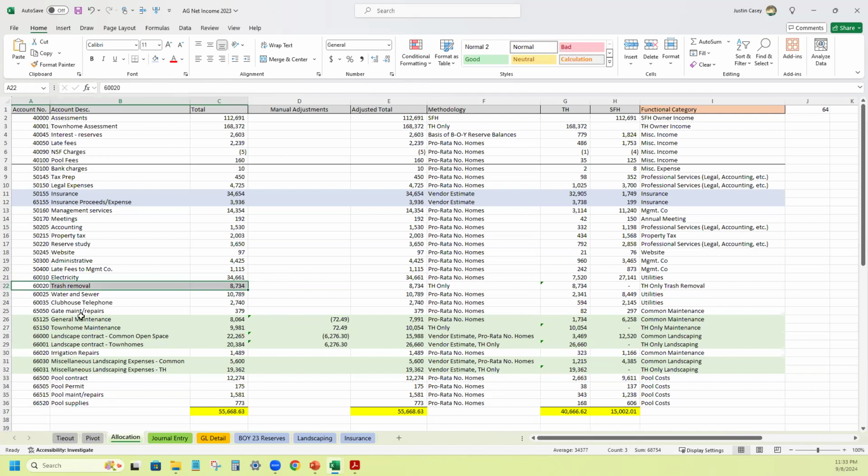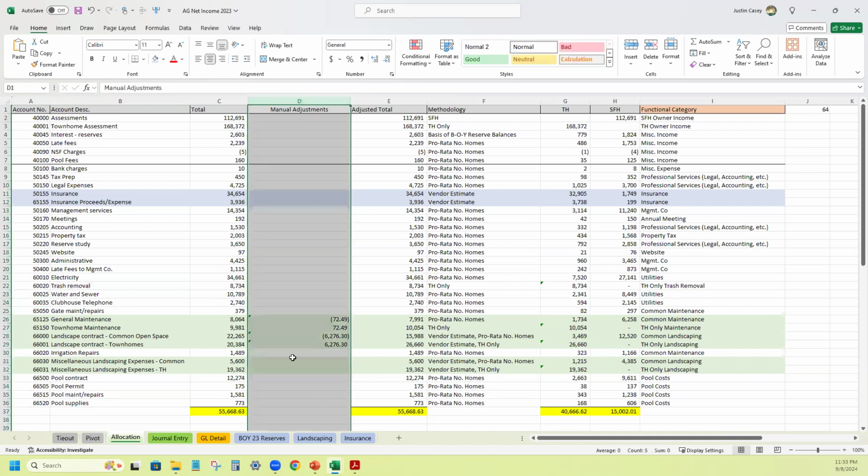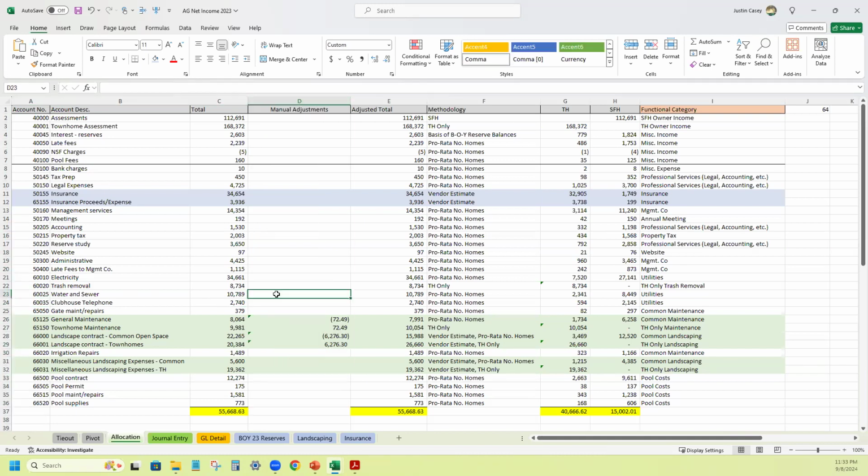And so that requires a scan of the GL detail and making sure that things are appropriately coded. And I highlighted these accounts here because the blue accounts are insurance. I'm not sure why 65 155 was coded for one of our vouchers, but the rest of it went to 50 155 from an account number.